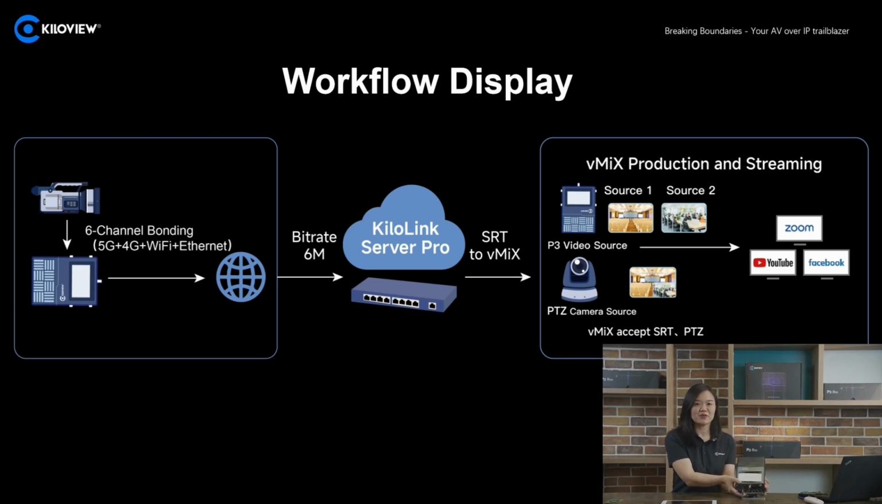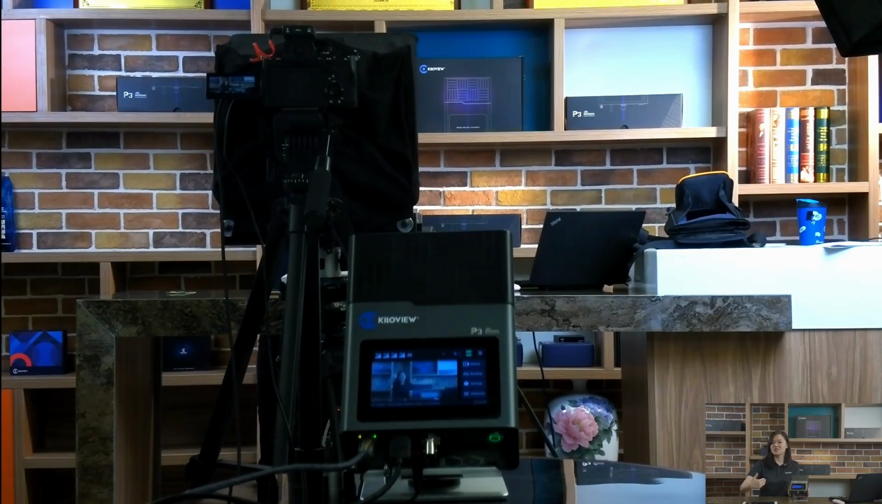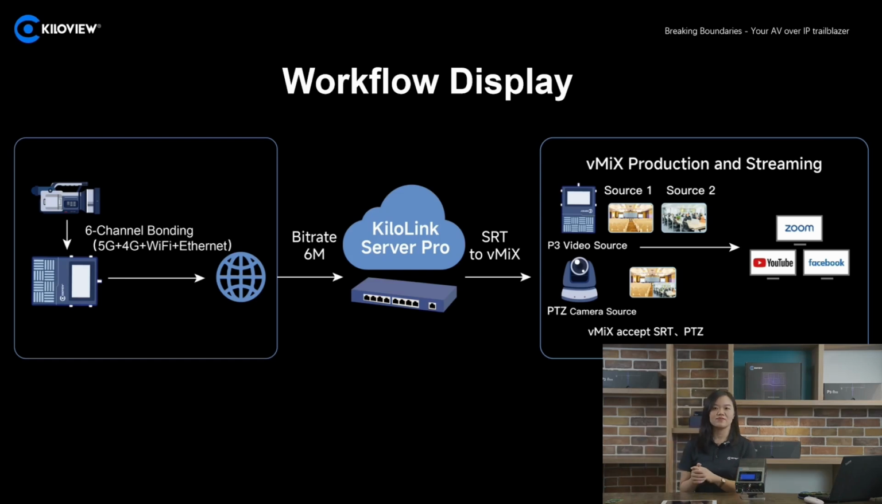As previously we mentioned, for the live streaming today, the main camera shooting me is connecting to a P3. So you probably can see, okay, here, I'm here. The camera is connecting by HDMI to the P3, and then we send the video into a cloud-based server, the Killlink server. From the workflow, you can see we set our bitrate to 6 megabytes. We use 2 channels of 5G plus Wi-Fi and also Ethernet.